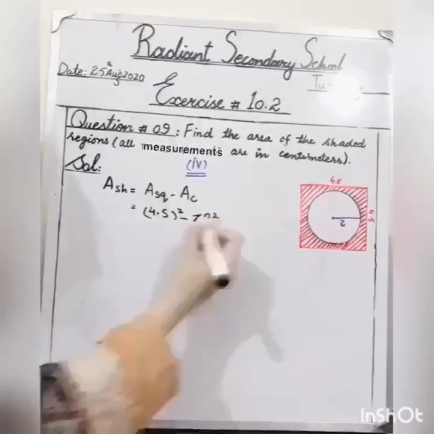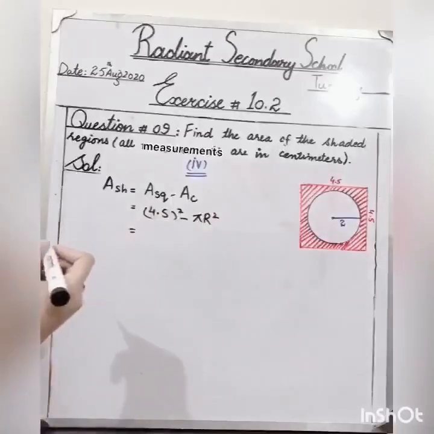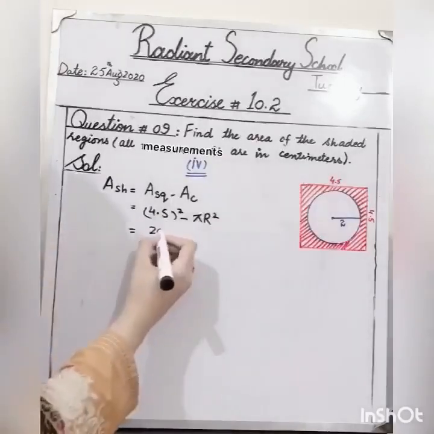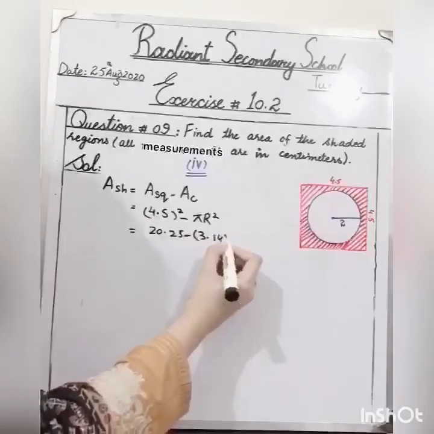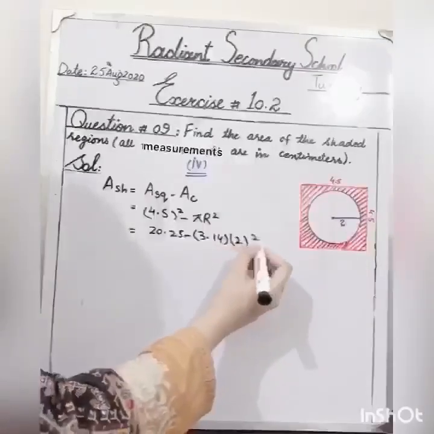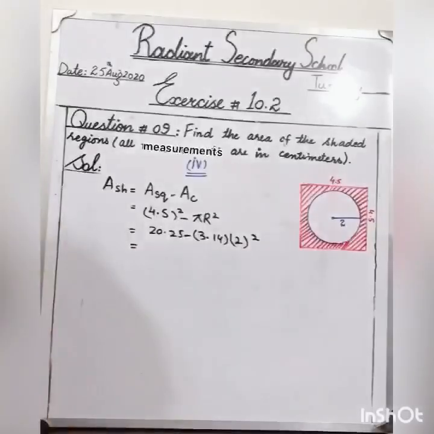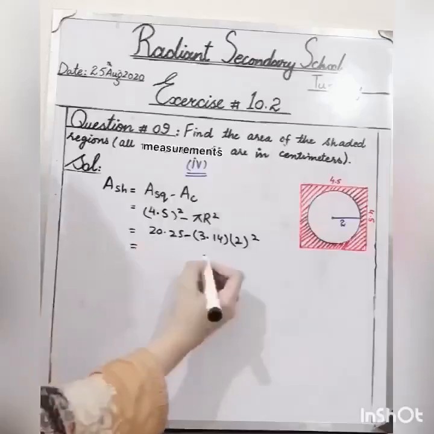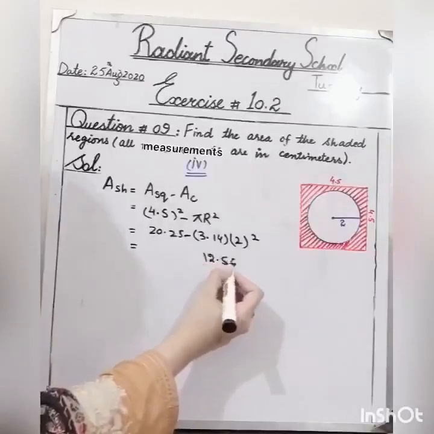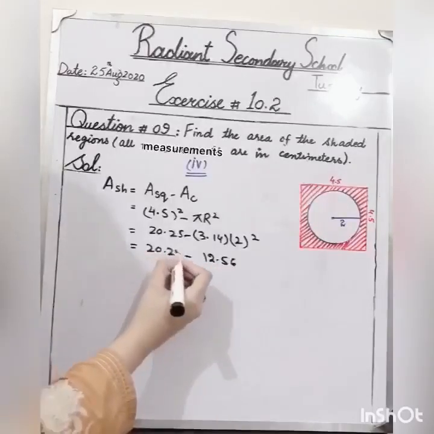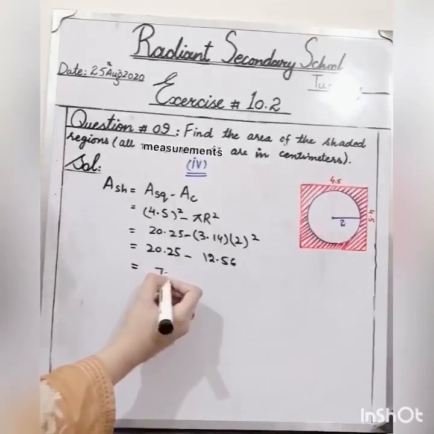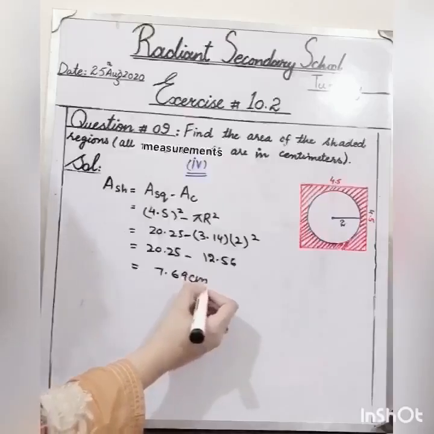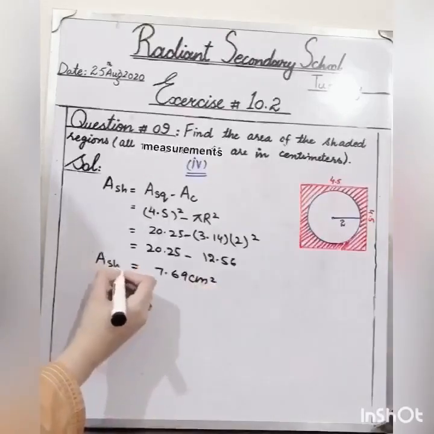The square of 4.5 will become 20.25, minus pi is 3.14 and here the radius is 2. So 2 square will be 4 and when you multiply this 4 with 3.14 we will get 12.56. So 20.25 minus 12.56 will be 7.69 centimeter square. So this is the area of the shaded region.